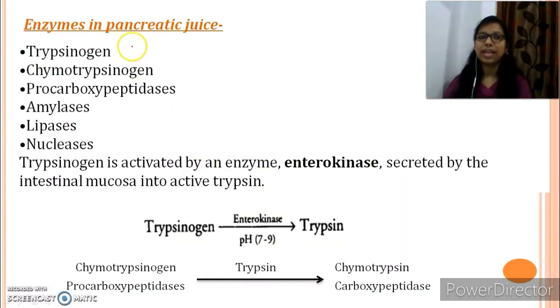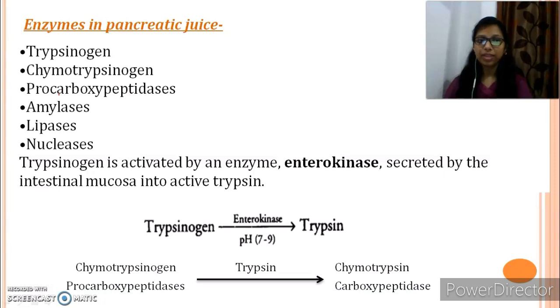Next is the enzymes in pancreatic juice. ये जो पैंक्रियास से उससे जो एंजाइम प्रोड्यूस हो रहे हैं वो भी डिस्चार्ज होगा इनटू द स्मॉल इंटेस्टाइन. So the enzymes which are present in pancreatic juice are trypsinogen, chymotrypsinogen, procarboxypeptidase, amylase, lipase and nucleases. Okay, so among them the trypsinogen, chymotrypsinogen and procarboxypeptidase, these are the inactive form.